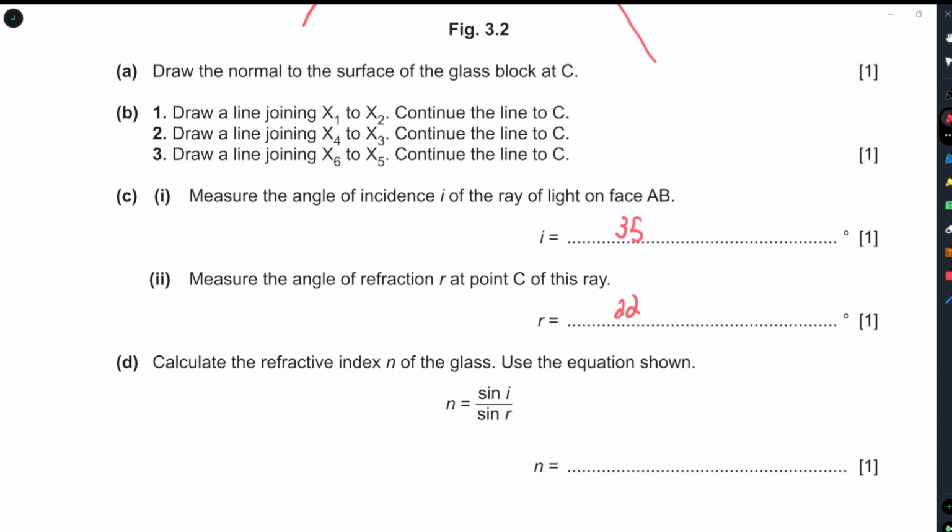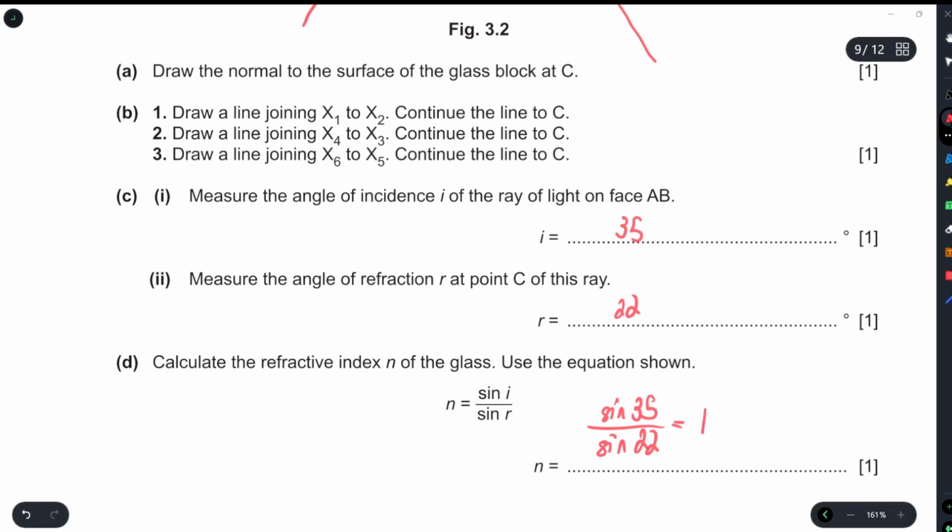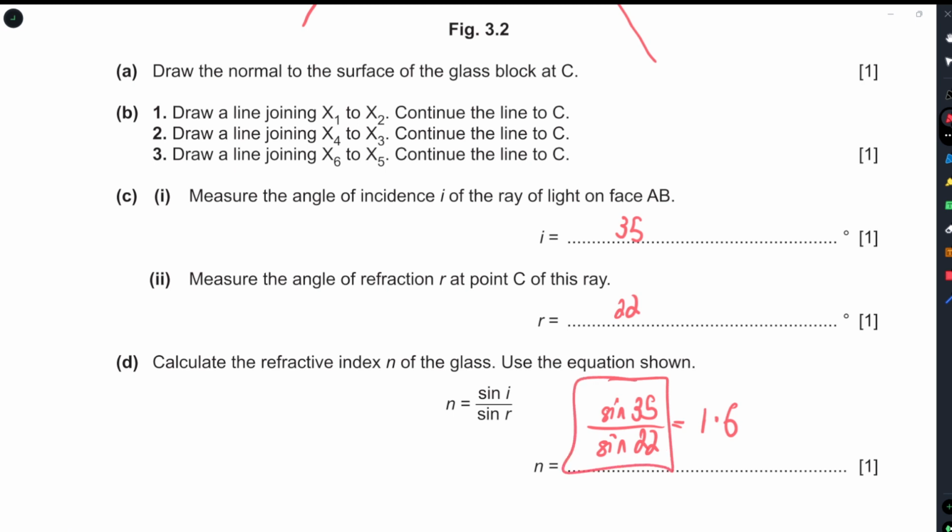Calculate the refractive index n of the glass. Use the equation shown. So sine i upon sine r. Sine of 35 divided by sine of 22. Again, I'm not sure what the exact value is. I'm gonna ballpark this to sine 30. मुझे पता है कि 0.5 होता है, so 35 उससे थोड़ा सा ज़्यादा होगा, 22 से थोड़ा सा कम होगा. So, and it's glass, which usually has a refractive index of 1.6. So I'm just gonna do that. आप actually इसकी value निकालेंगे. I haven't calculated the actual value. 1.57, 1.6 के आसपास आती है usually the refractive index for a glass, for a piece of glass.